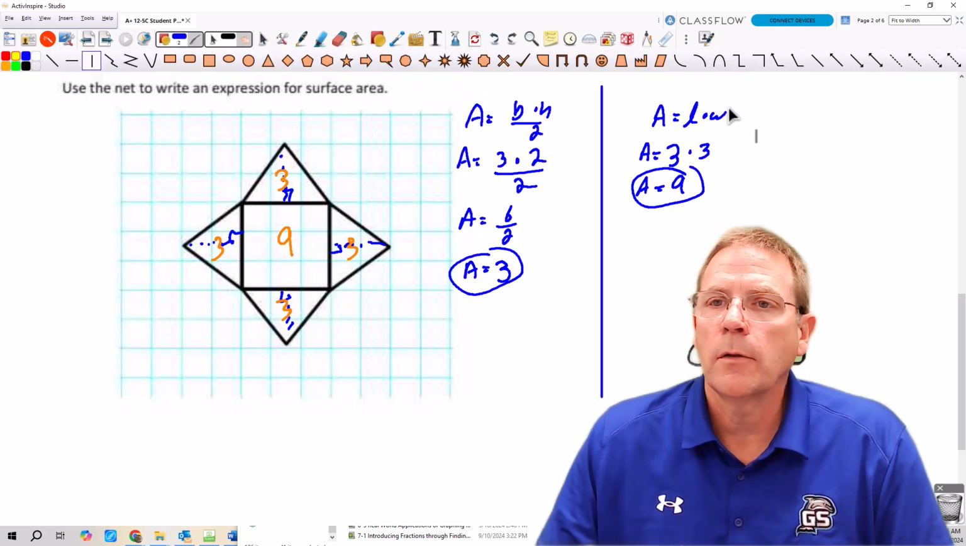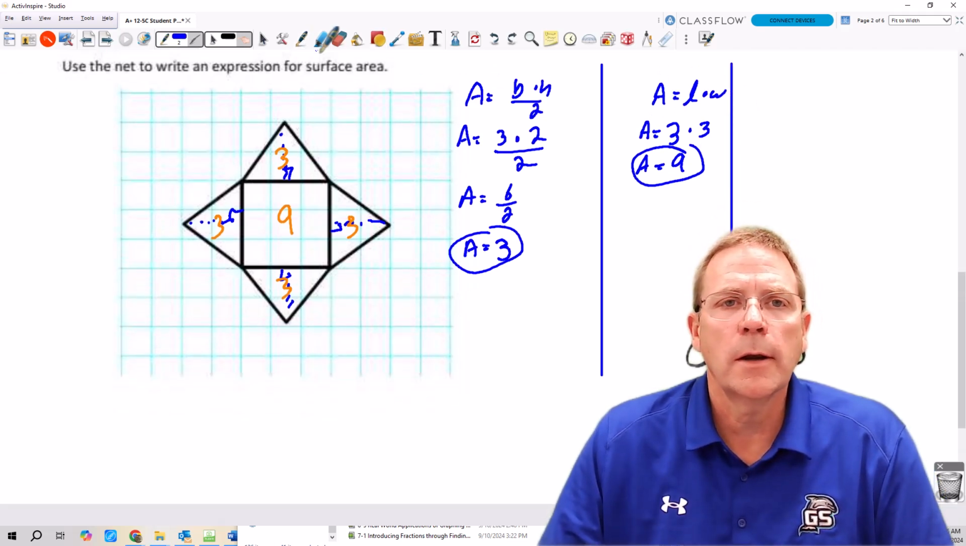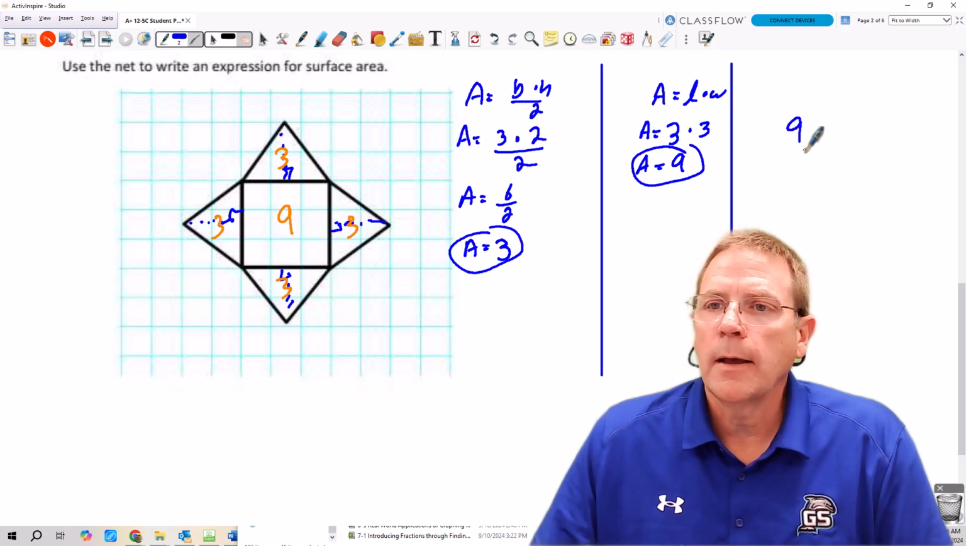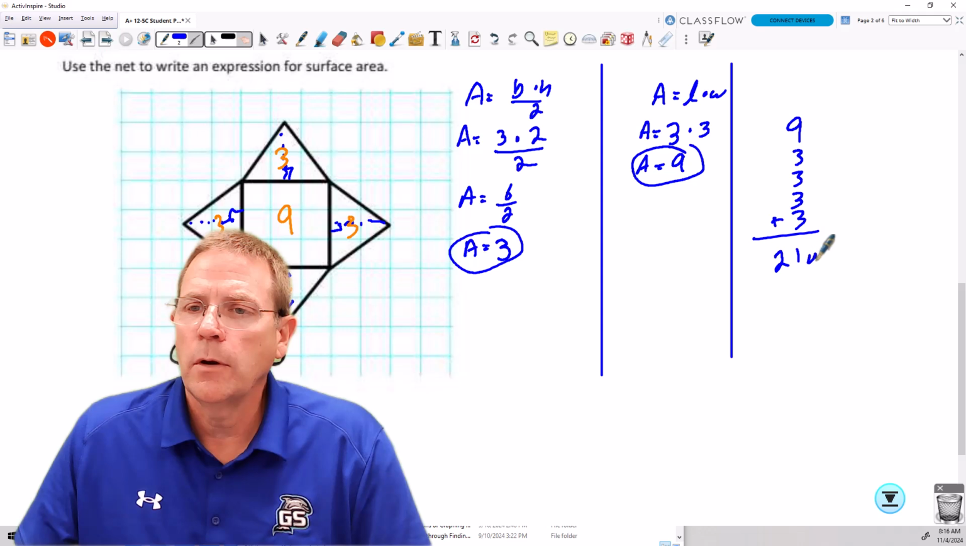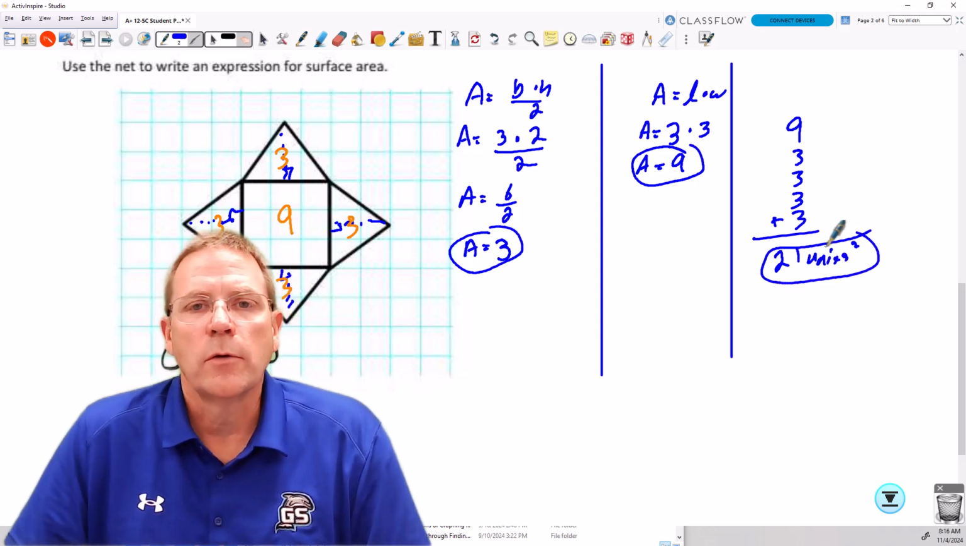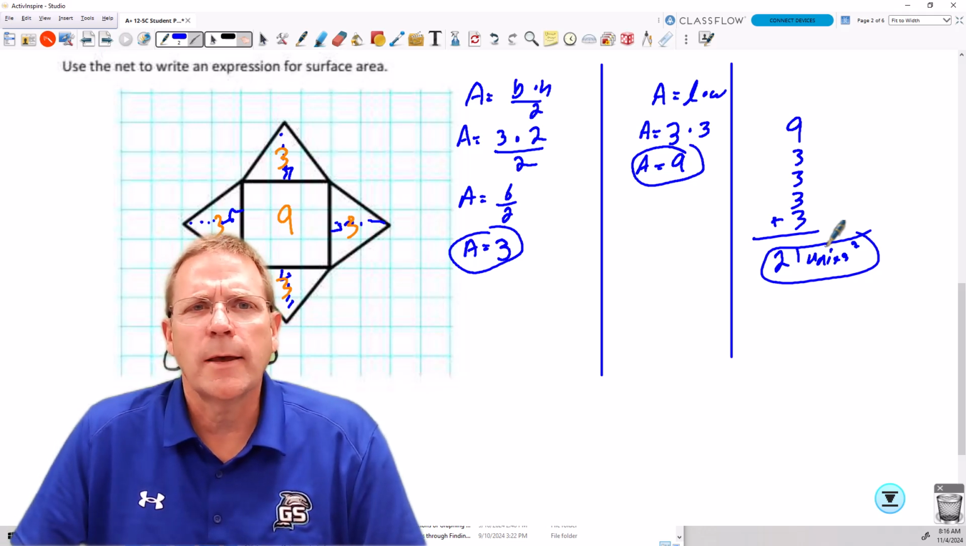So I'm going to put another line here to keep my work neat and organized, and then I'm going to take my 9 plus 1, 2, 3, 4 3s. That's going to be 12 plus 9, which is going to give me 21 units squared, which is going to equal my surface area. Pretty easy math, isn't it?